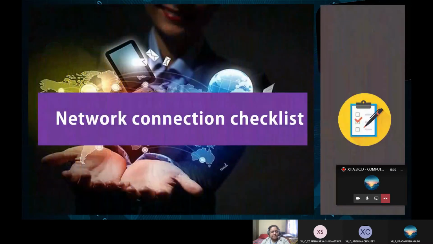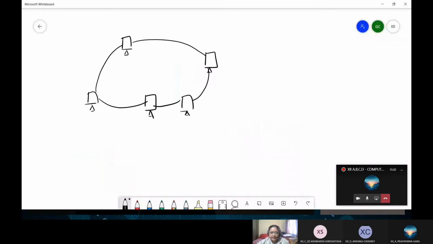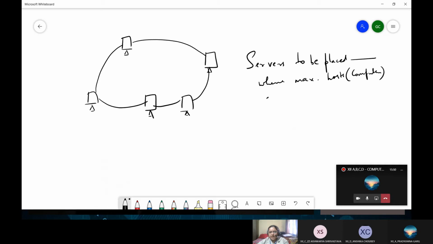So servers, please remember one important thing: servers are to be placed where the maximum number of computers, maximum hosts, are present. So this is one very important rule.